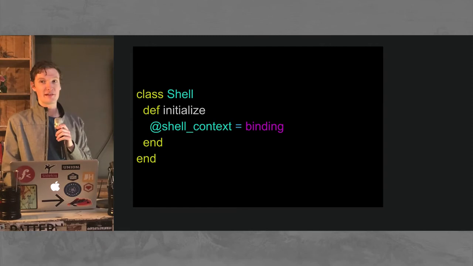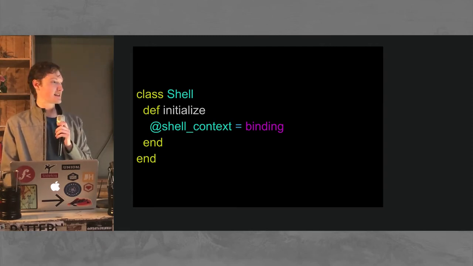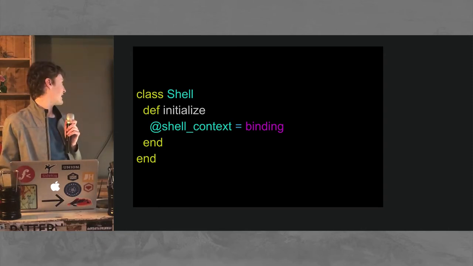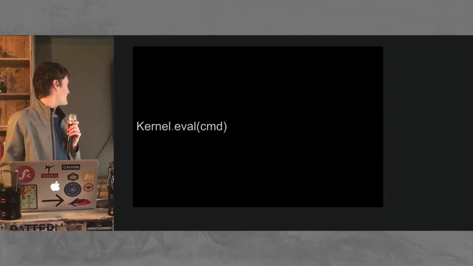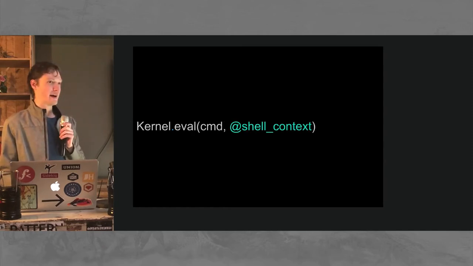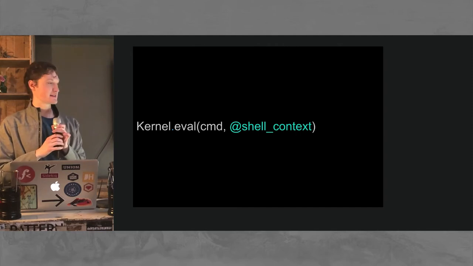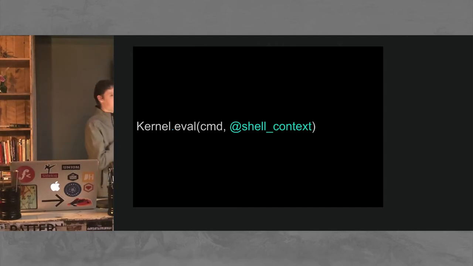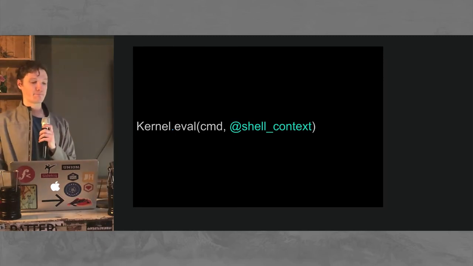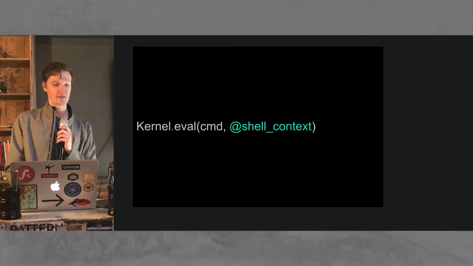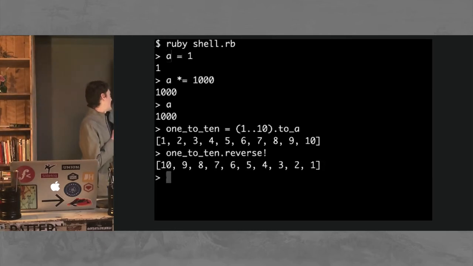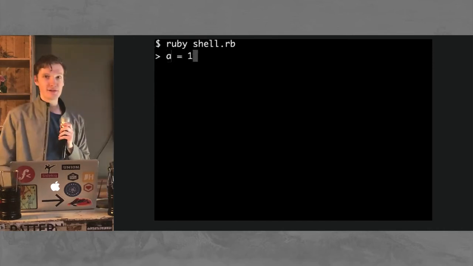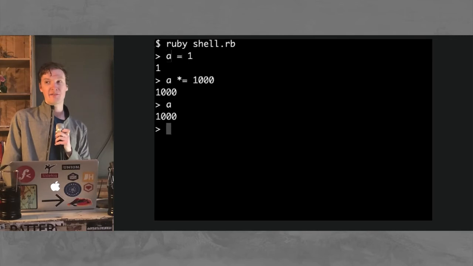In this case, for the purposes of this shell, all we're going to do is assign the binding of the initialize method to an instance variable so we can access it anywhere. Now we have one binding available everywhere that we can use. And so instead of just Kernel.eval command, we're going to pass it a second optional argument, which is the binding in which to evaluate this command. By default, the second argument is just the current binding of the scope. By doing that, now we can assign variables at the top here and access them later, which is pretty cool. So now we have a shell that can accept and evaluate Ruby over multiple lines, which is pretty neat.